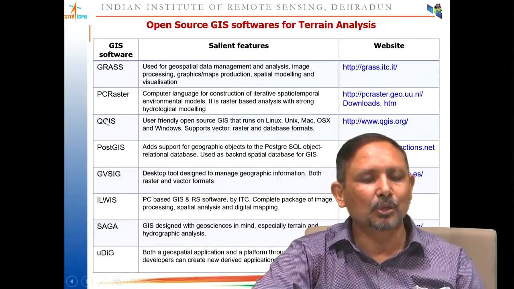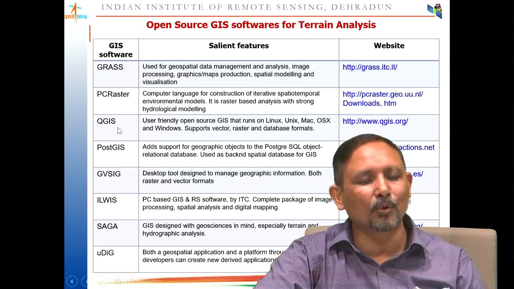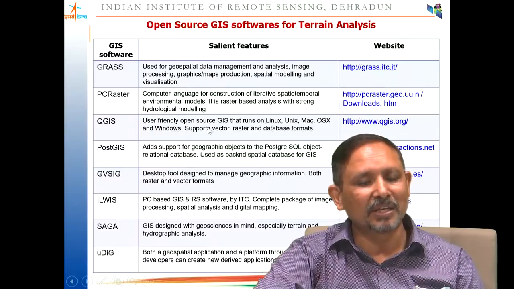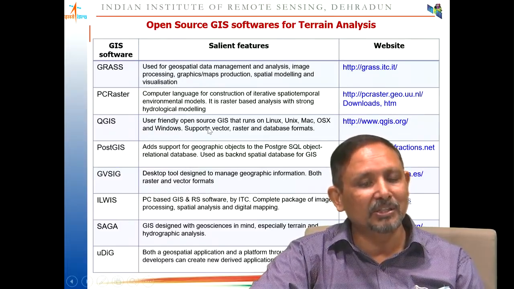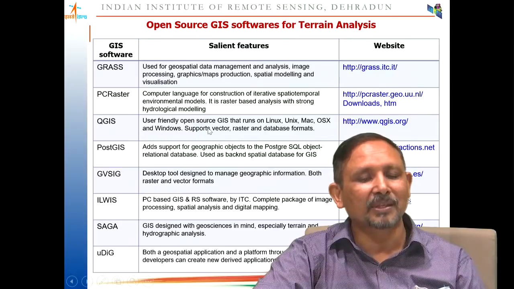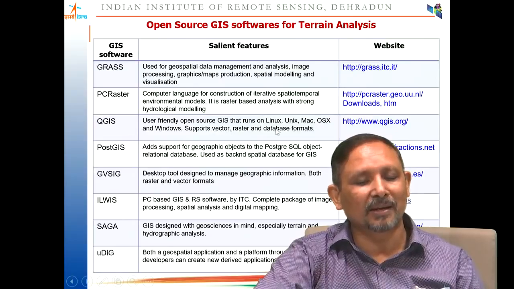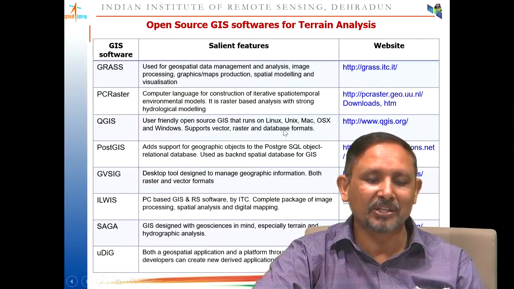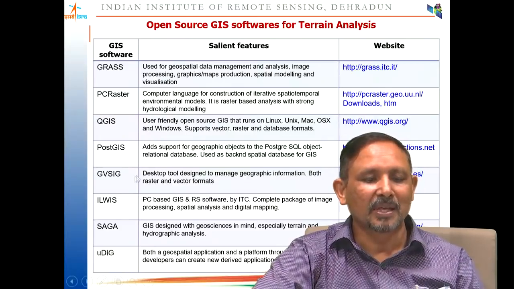PCRaster, QGIS, also known as Quantum GIS. It is one of the most popular open source software used by researchers and faculty, and it is very simple, very easy to understand. With this software you will get a very good manual, and data sets are also available, so that you can do your terrain analysis, erosion model assessment and watershed analysis very easily, and you can understand those processes.